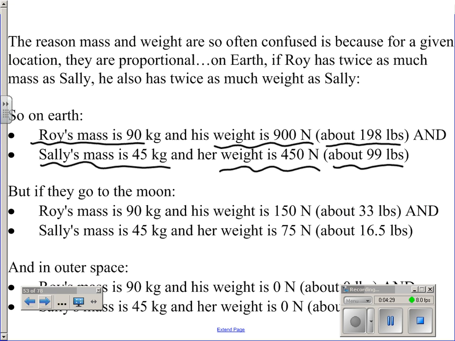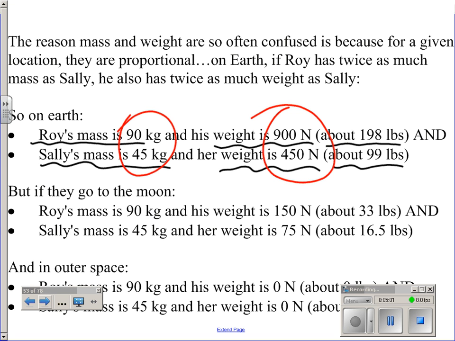So the idea is, look, Roy has twice as much mass, he also has twice as much weight. Okay? So they're very, very closely related. More mass generally equates to more weight. Okay? If you go to Europe and you ask somebody, hey, how much do you weigh? They're going to give you their weight in kilograms, which is wrong. Usually I tend to side with Europe on stuff like this because they use the metric system. But in this case, they're using the metric system wrong.